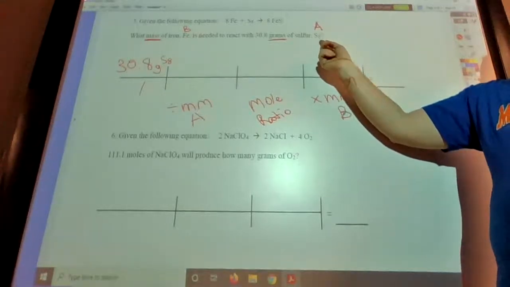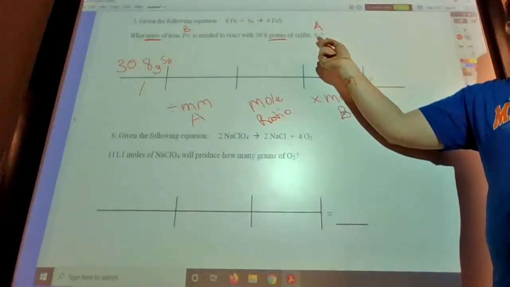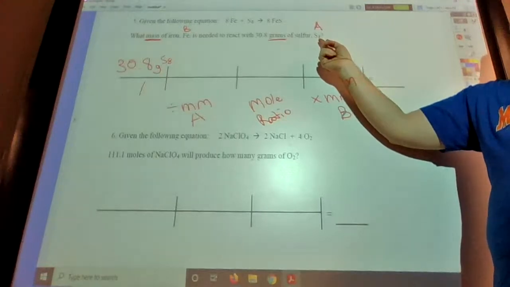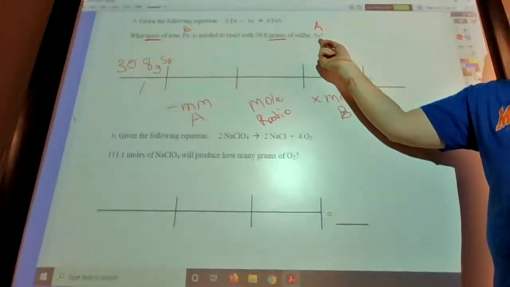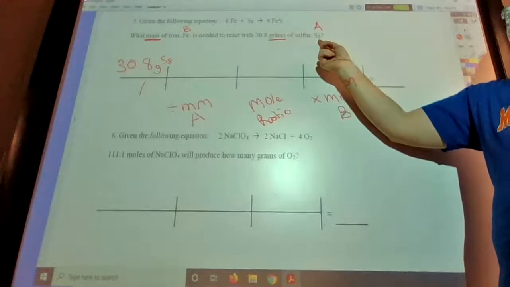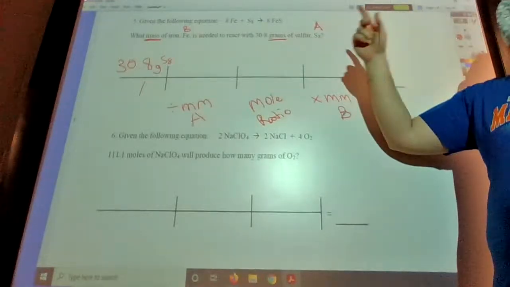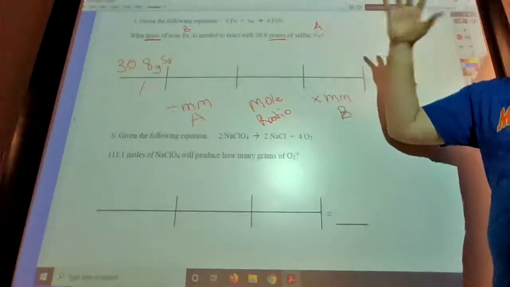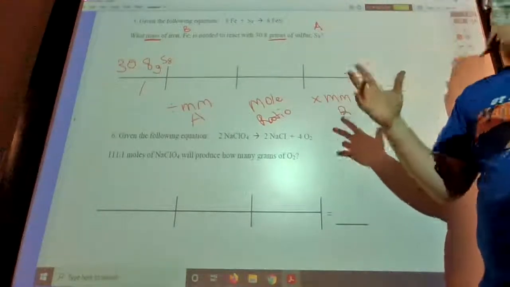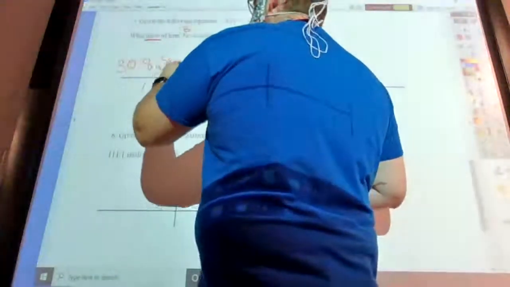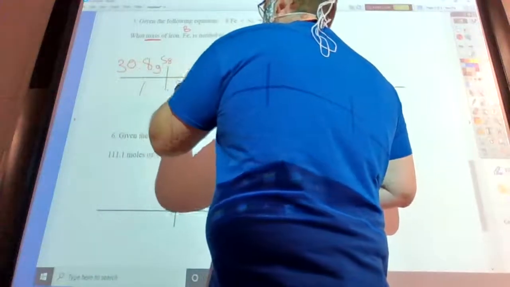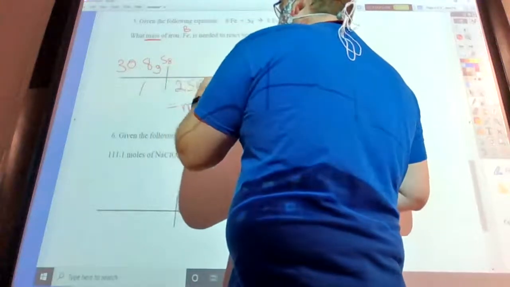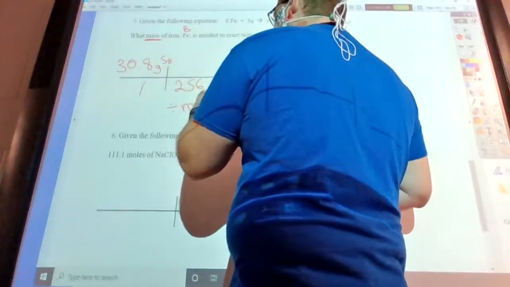So if you look up sulfur on the periodic table, it's like what, 30-something or 50-something? It's like 32. Yeah, 32.06. So you need to multiply that by 8 because the formula is S8. I have 8 sulfurs grouped together, so the mass needs to be how much 8 of those weigh. So what was it? 256.48. Nice.